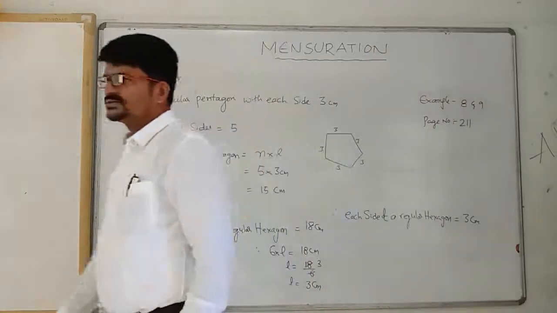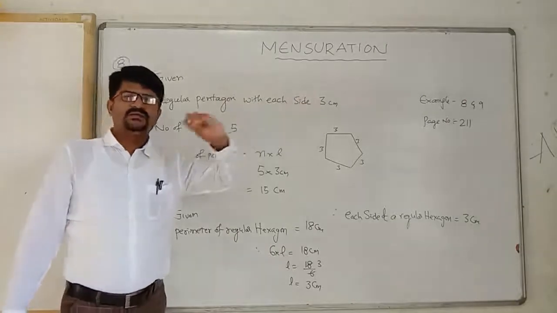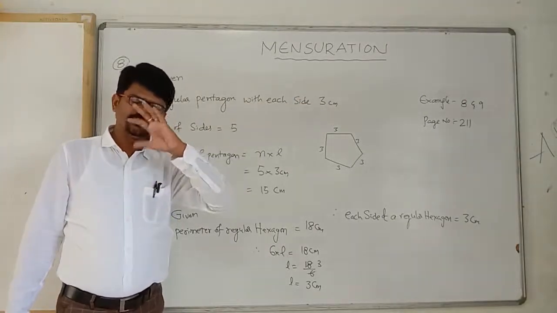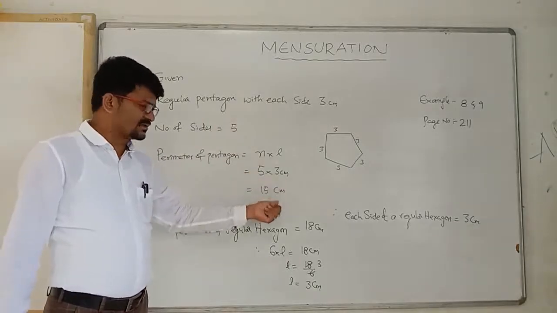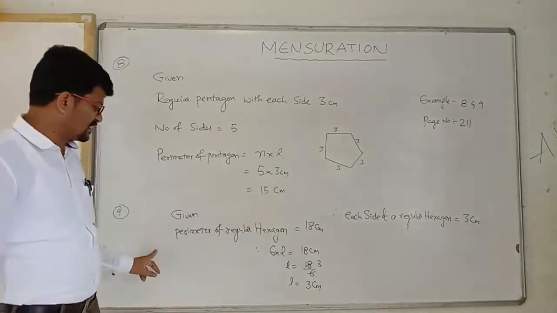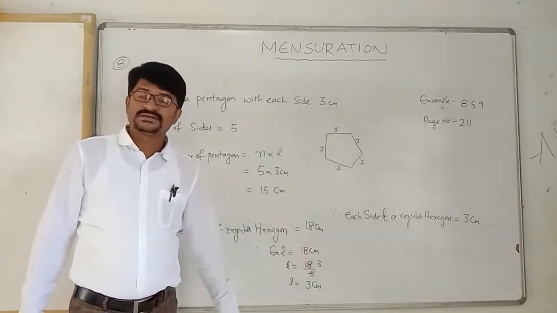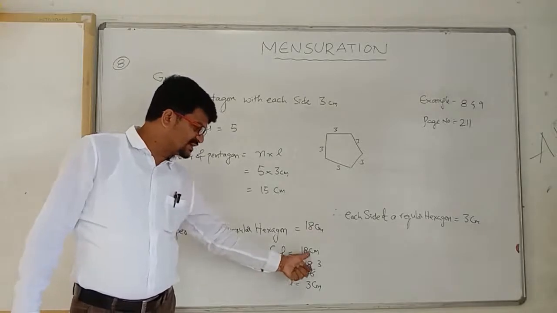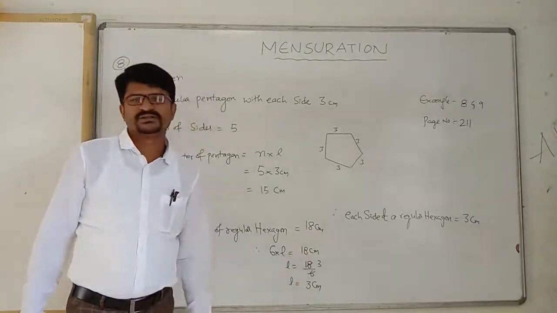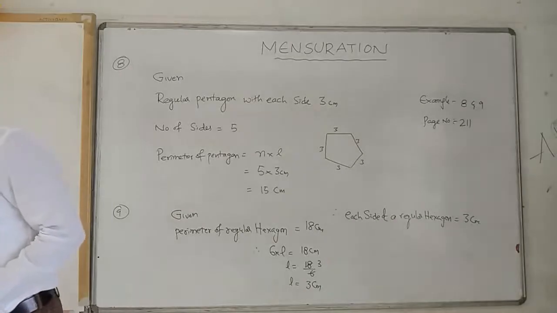Clear? So in the first one only the side of the pentagon is given. Pentagon means 5 sides. 5 into length of each side. Perimeter is 15 centimeters. But here perimeter of regular hexagon is given. Hexagon means 6 sides. So 6 into length of each side is equal to 18. Therefore L is equal to 3 centimeters. Therefore length of each side is 3 centimeters. Okay.